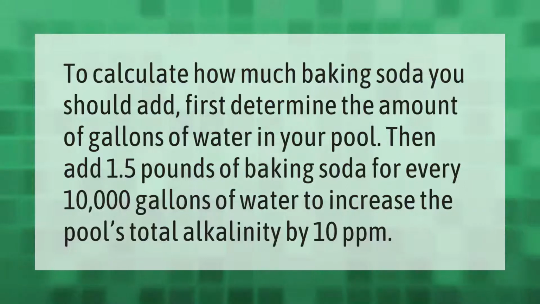To calculate how much baking soda you should add, first determine the amount of gallons of water in your pool. Then add 1.5 pounds of baking soda for every 10,000 gallons of water to increase the pool's total alkalinity by 10 ppm.